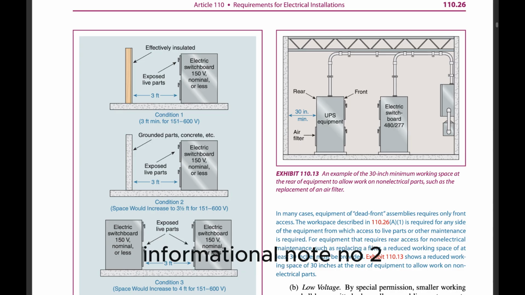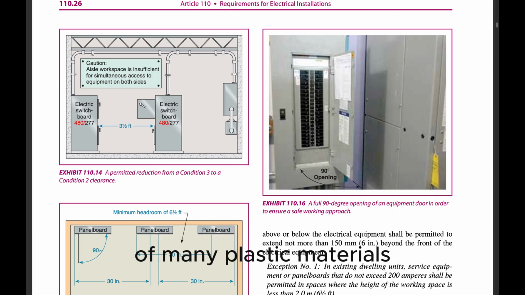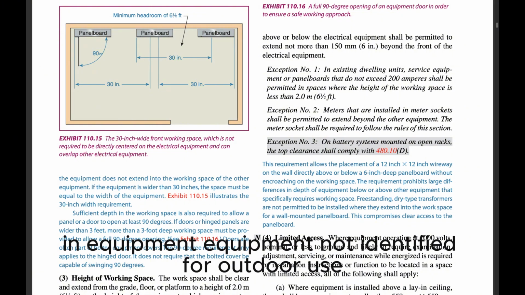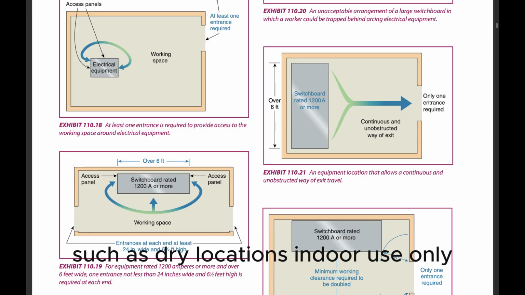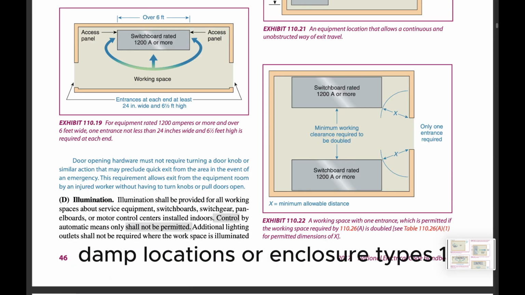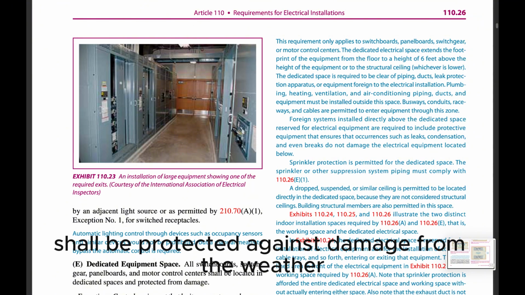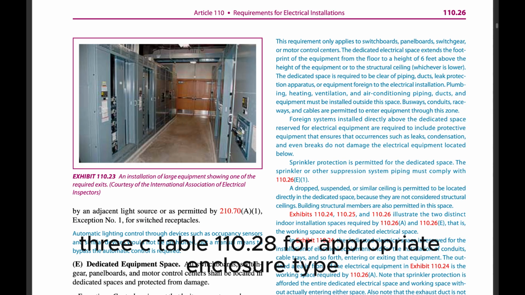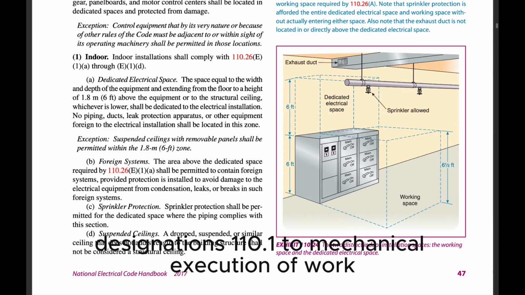Informational note no. 2. Some cleaning and lubricating compounds can cause severe deterioration of many plastic materials used for insulating and structural applications in equipment. Equipment not identified for outdoor use and equipment identified only for indoor use, such as dry locations, indoor use only, damp locations, or enclosure types 1, 2, 5, 12, 12K, and/or 13, shall be protected against damage from the weather during construction. Informational note no. 3. See Table 110.28 for appropriate enclosure type designations.